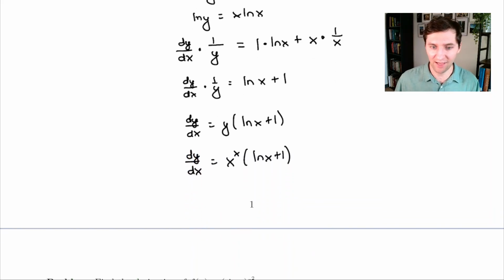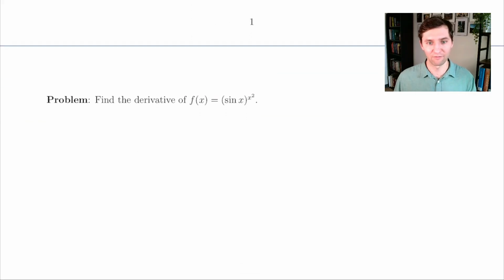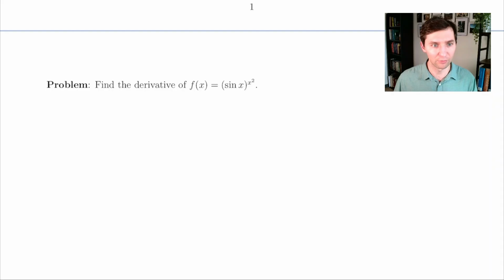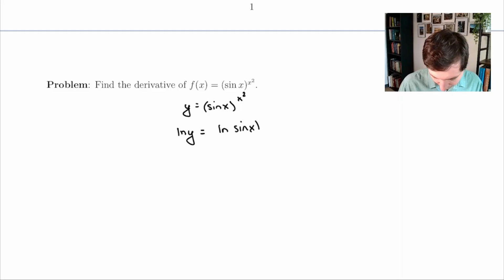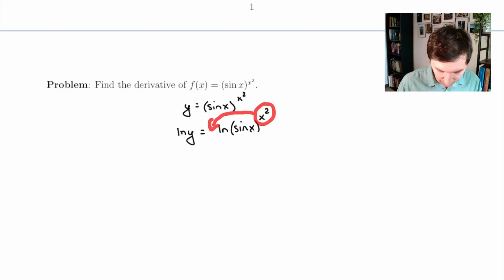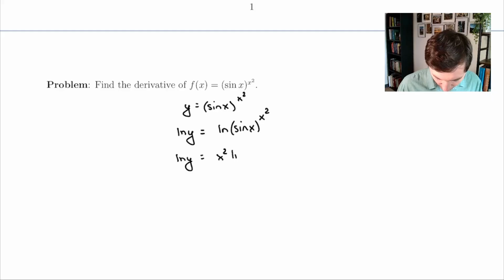Let's see if we understand how to do this by doing one more problem. Find the derivative of the following function. If you would like to try this on your own first, stop the video now. I follow the same steps. First, I name my function y. So y will equal sine of x to the power x squared. Then I take natural log on both sides. Then I use the properties of natural log to move the exponent down, and I get ln of y will equal x squared ln of sine of x.